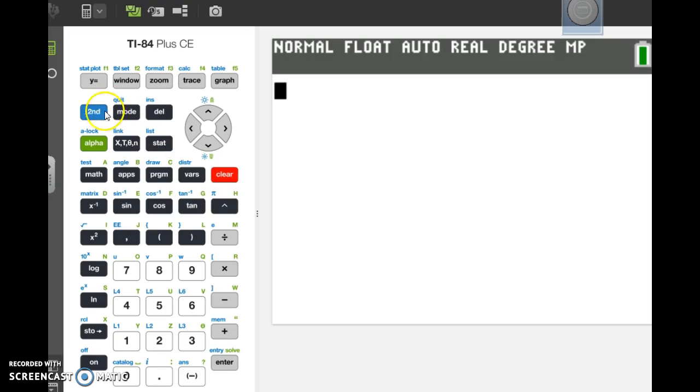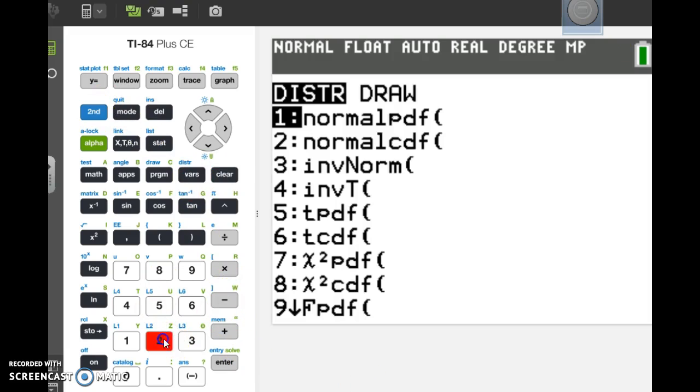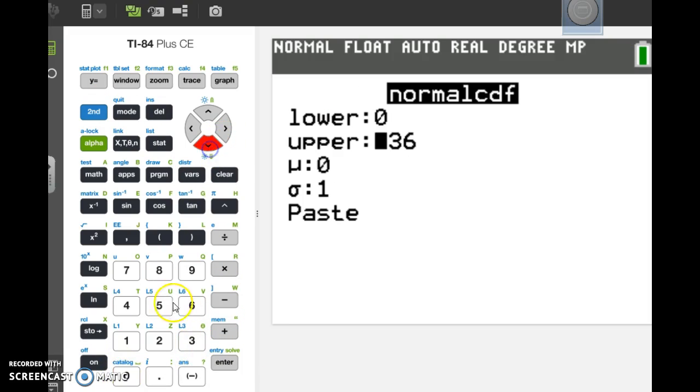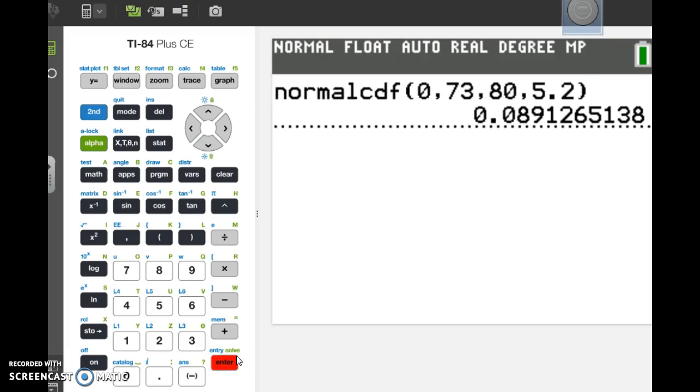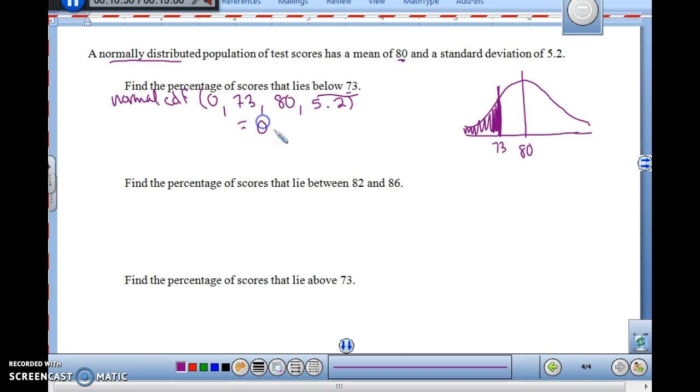So I go to my calculator, second vars, number 2. All right, so 0, 73. My mean was 80, and my standard deviation was 5.2. And then paste and enter. And I get 0.0891. All right, so that equals 0.0891. So that's approximately 8.91%. So 8.91% of the values fall below 73.